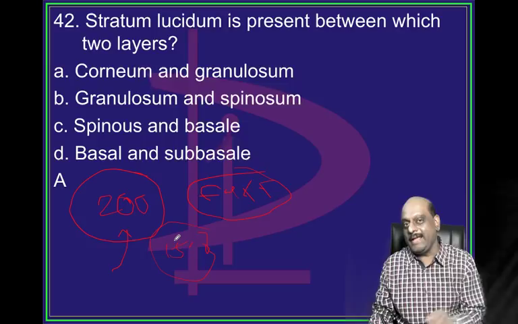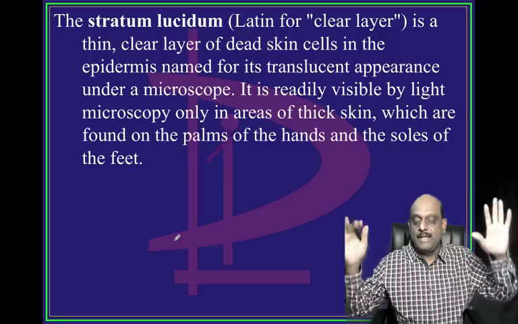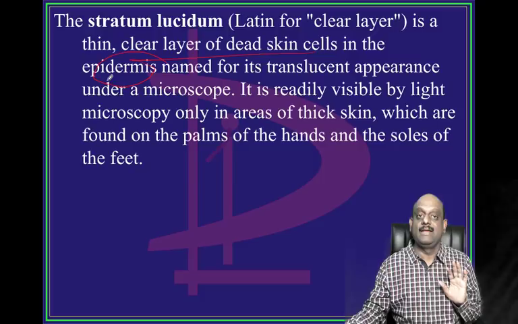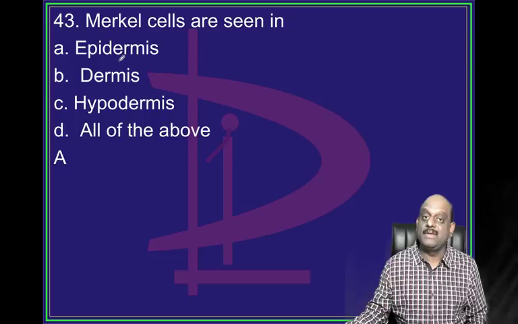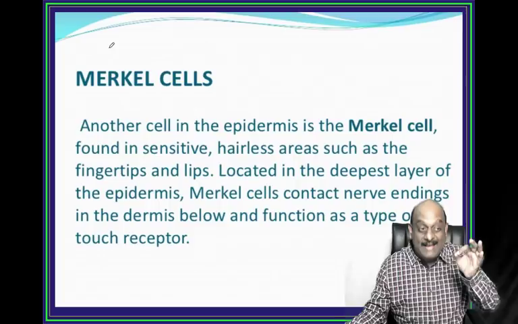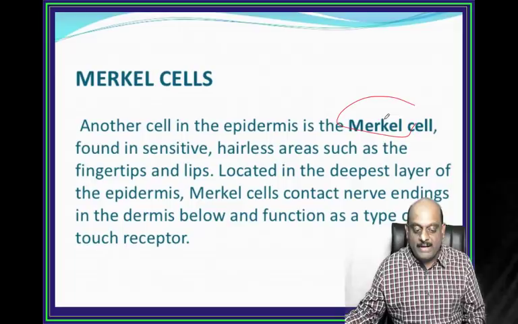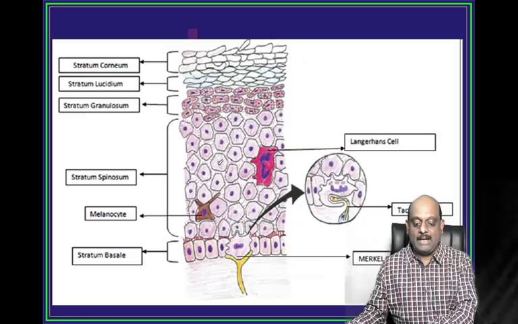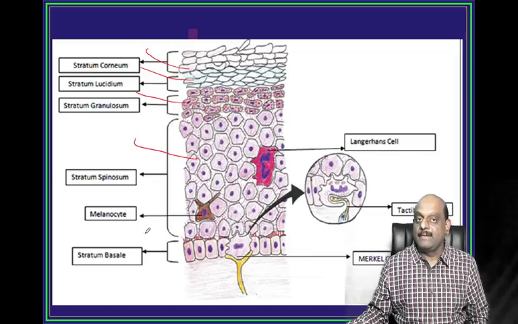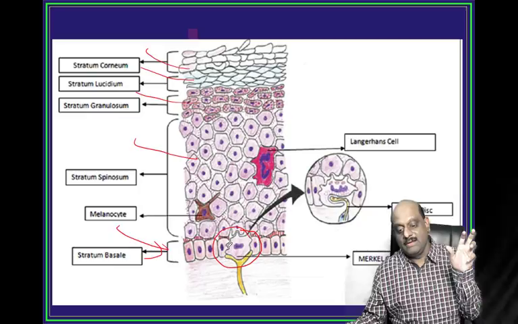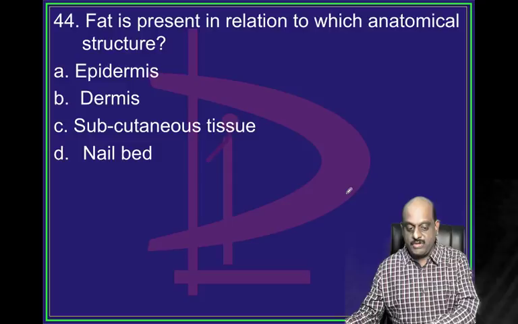Very good, doctor. So, stratum lucidum is a thin, clear layer of dead skin cells in the epidermis is what you need to remember. Merkel cells, where do we see them? We see them in the epidermis. Easy enough. Once you get clarity in concepts. So Merkel cells are found in sensitive hairless areas is what you need to remember. And corneum, lucidum, granulosum, spinosum, basale, and typically here you have a Merkel cell. Merkel cell has a tactile disc. That is what you need to appreciate.